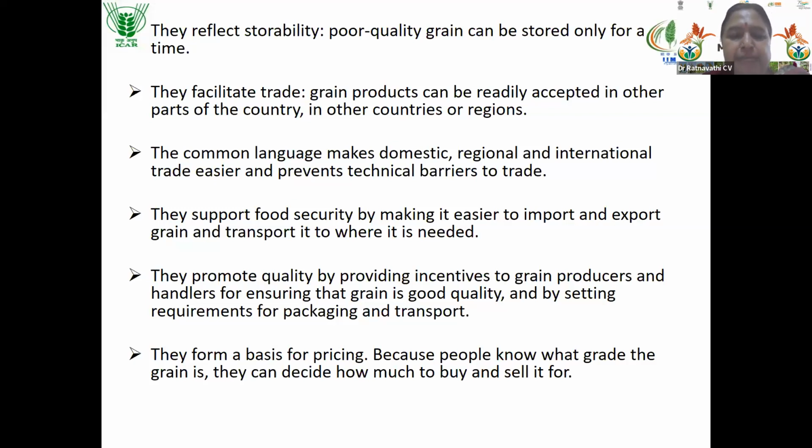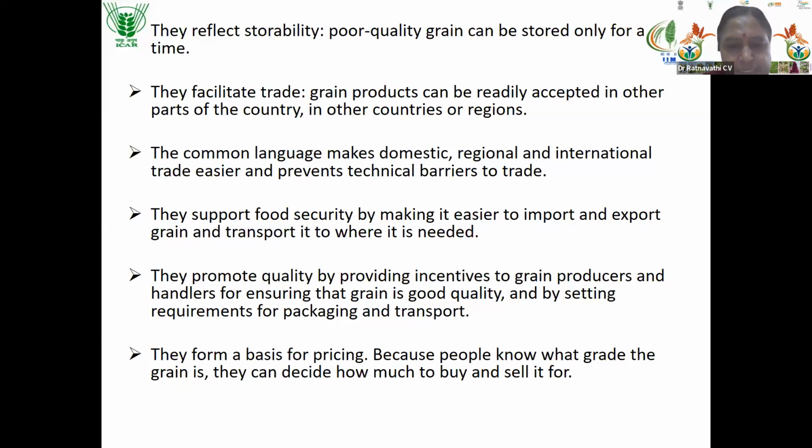The common language makes domestic, regional, and international trade easier and prevents technical barriers to trade. So, what FSSAI means is we need to have a common language, whether it is a domestic product or a regional product or an international product. So, we need to make these standards as per international trade so that we can export to different countries wherever they are necessary. For example, we are in millets, so we need to develop standards for millets, and I will come to that point next.